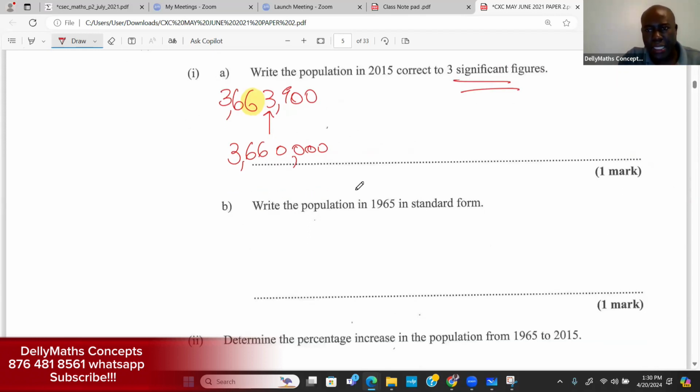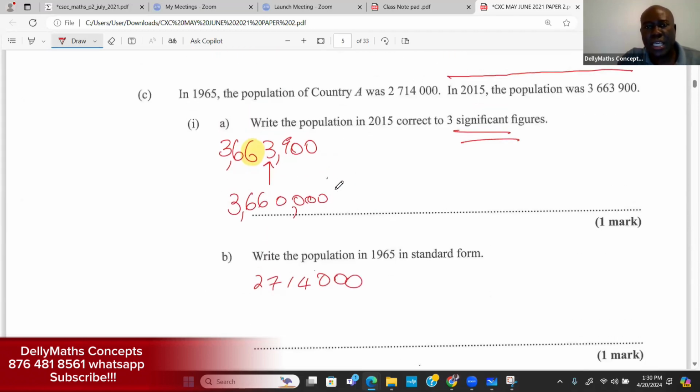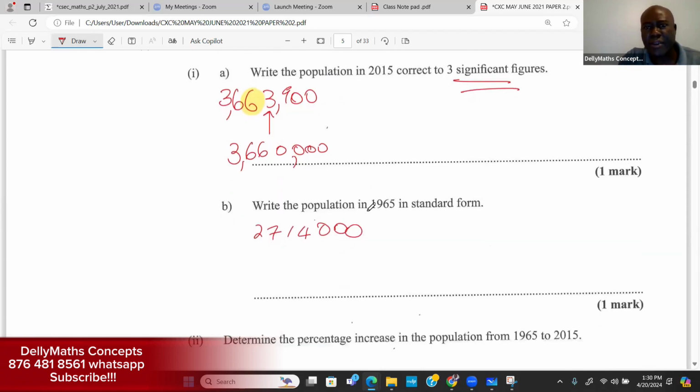Let's take a look at the B part. It says, write the population in 1965 in standard form. So let's go for the population in 1965. In 1965, we have 2,714,000. So that is the population in 1965.